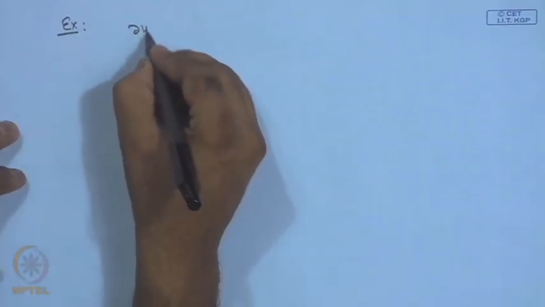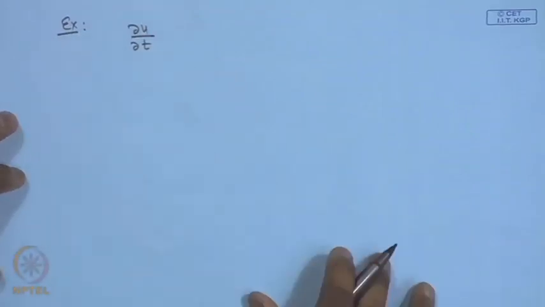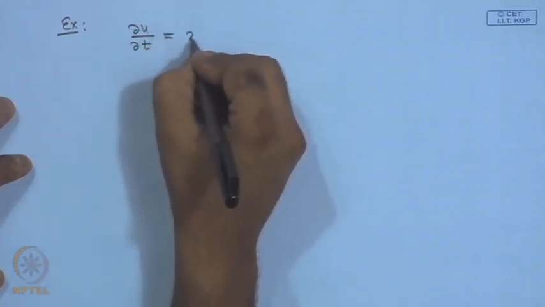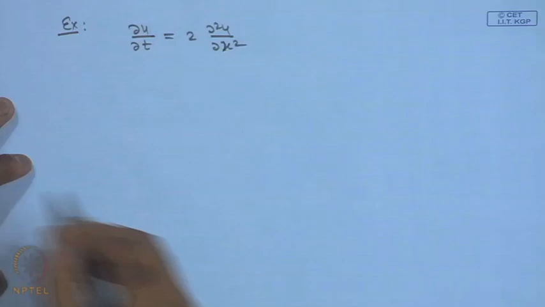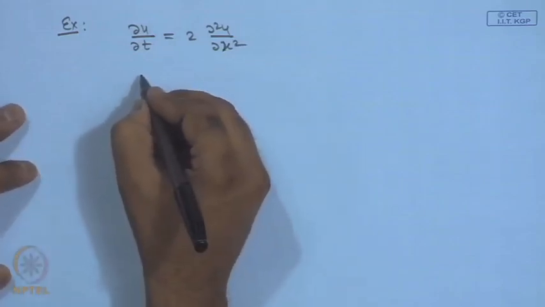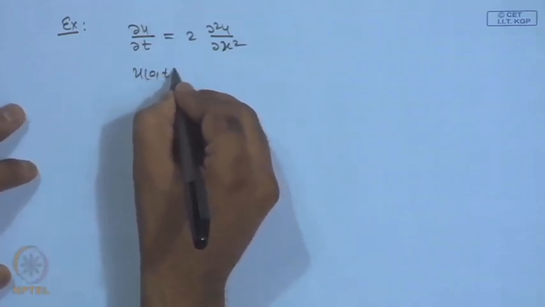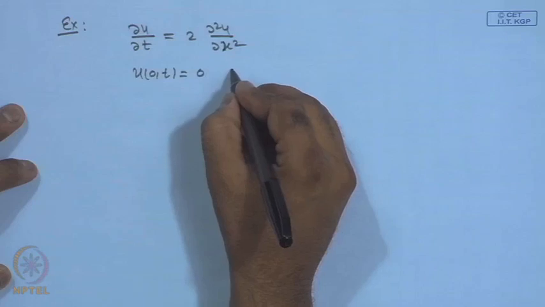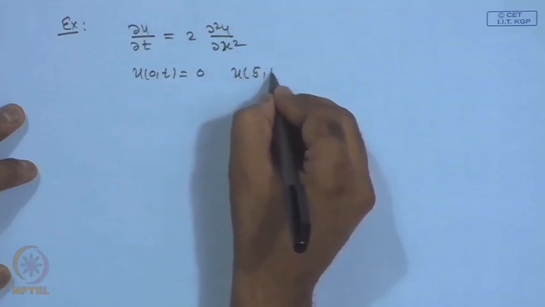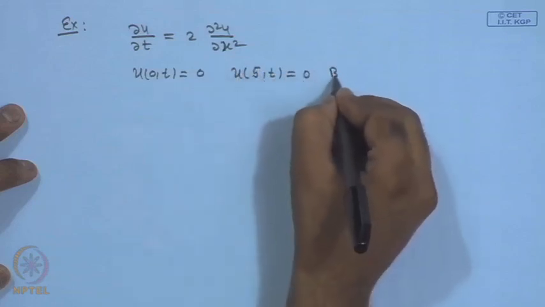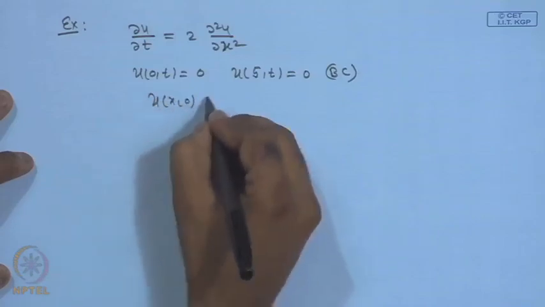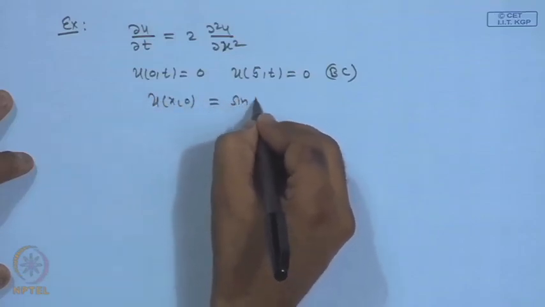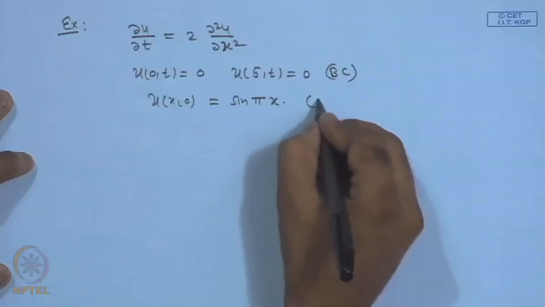Okay, so the next example is again an example of heat equation, 2 del 2u over del x square, subject to the conditions u(0,t) is 0 and u(5,t) is 0. These are the boundary conditions given, and we have the initial condition at t equal to 0, that is sin pi x, the initial condition.